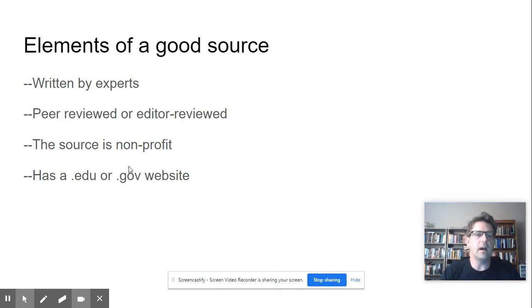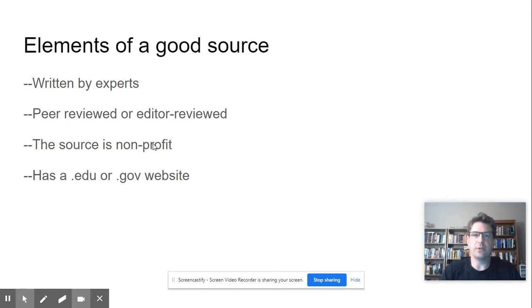All right. Another element: the source is nonprofit. In other words, they don't make money off of this sort of thing. So anytime you see an EDU website or a Gov website, you know that they're nonprofit. If you don't know if the publisher is a nonprofit, just go to their About page and it'll tell you. Why is nonprofit better? It means that the money they make just goes to keep the operation going, but they're not trying to make as much money as they can.